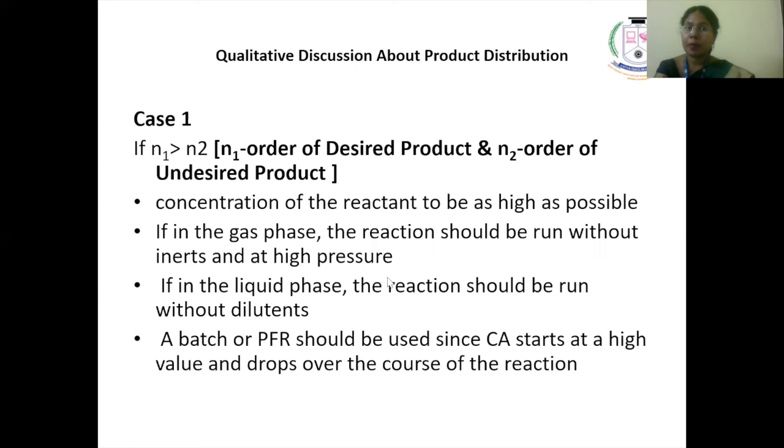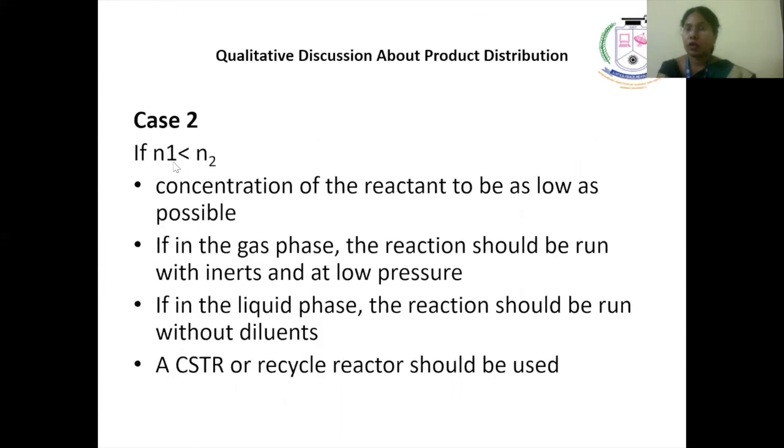So this a1 and a2 can be represented as n1 and n2. In any representation, a1 or n1 is the order of the desired product and n2 or a2 is the order of the undesired product. If a1 is greater than a2, then we have to keep the concentration of the reactant as high as possible. If it's in the gas phase, the reaction should be run without inerts and at high pressure. If it's in the liquid phase, the reaction should be run without diluents. A batch reactor or PFR should be used, since C_A starts at a high value and drops over the course of the reaction.